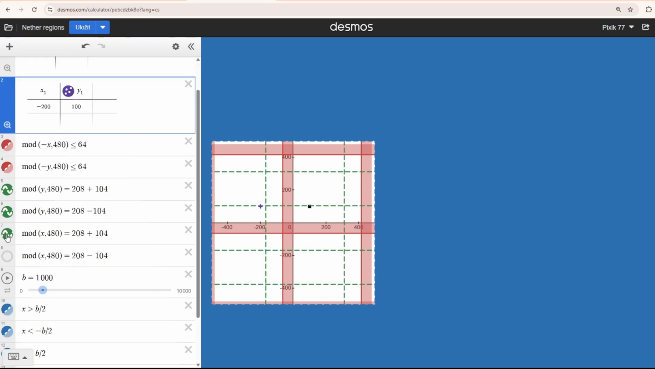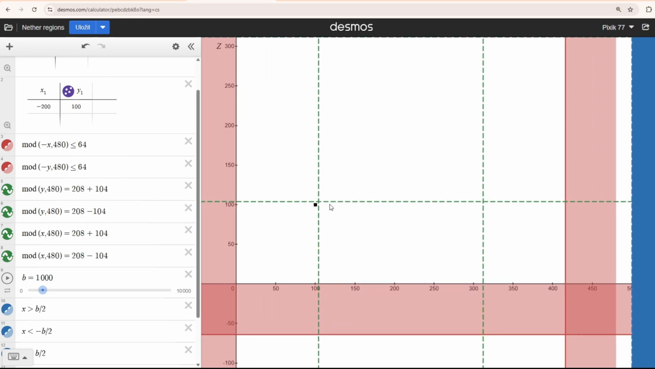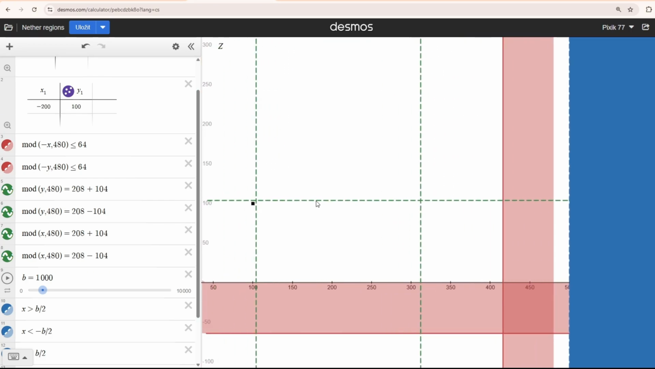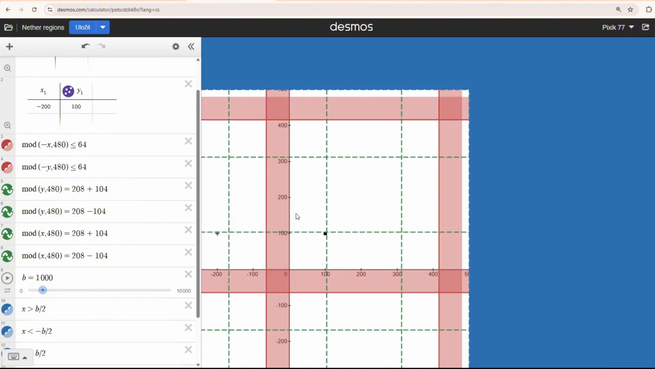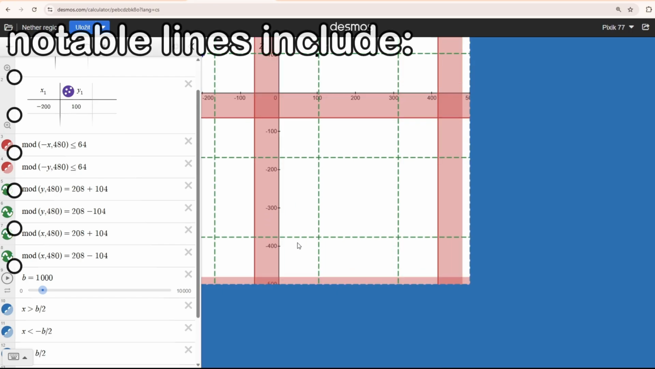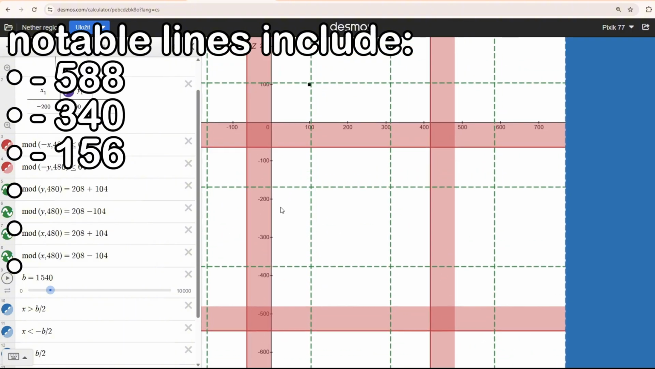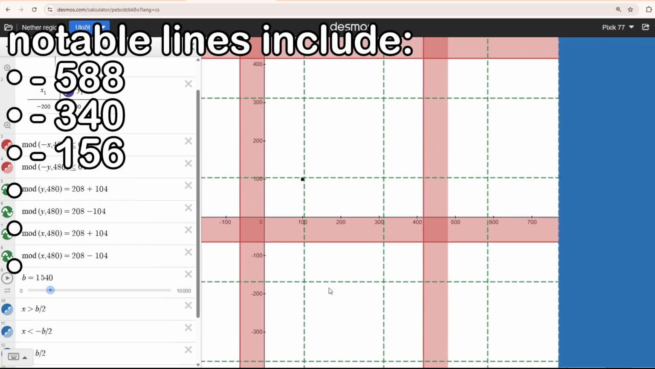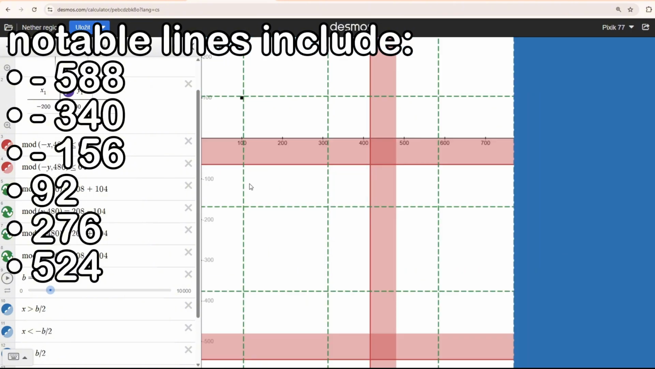As a small bonus, I also added toggleable grid lines, which help you navigate the Nether more efficiently. If you set your render distance to 6 or higher and follow these lines, you should be able to find nearby structures fairly easily. I split each region into 2 lines instead of 1 because the Nether terrain often limits your visibility. Some notable lines include -588, -340, -156, 92, 276, and 524 on both axes.